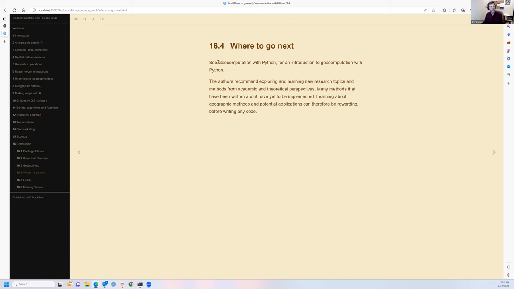They do mention where to go next. There's nothing wrong with learning similar sorts of concepts using Python or other languages. They encourage people to look both from a basic academic, teaching perspective, as well as some of the theoretical conversations, things like spatial resampling or some of the statistical concepts that are still evolving, and understanding the state of the art in theoretical perspectives is useful. Many methods have been written about, but not yet implemented in code. So learning about the methods and applications can be rewarding.